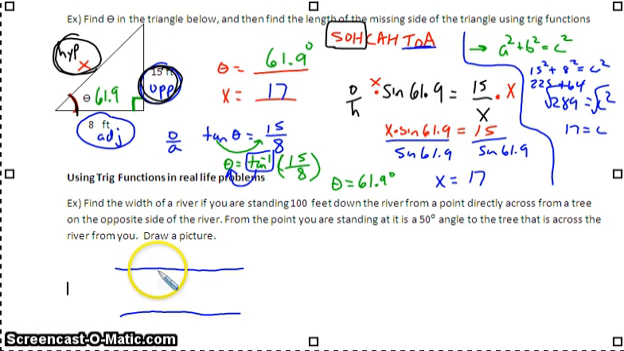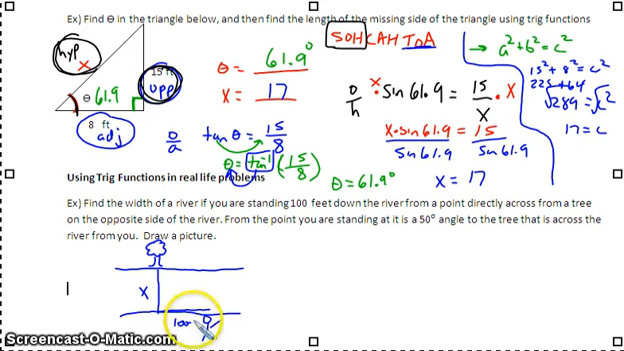This is my river. The question asks me to find the width of the river, so I want to find this distance here. Now it says that I'm standing 100 feet down the river from a point directly across from a tree. So let's say that there's a tree right here. I'm down the river across from the tree, though. So I am down the river 100 feet. So here's me, and I'm across on the other side of the river down 100 feet.